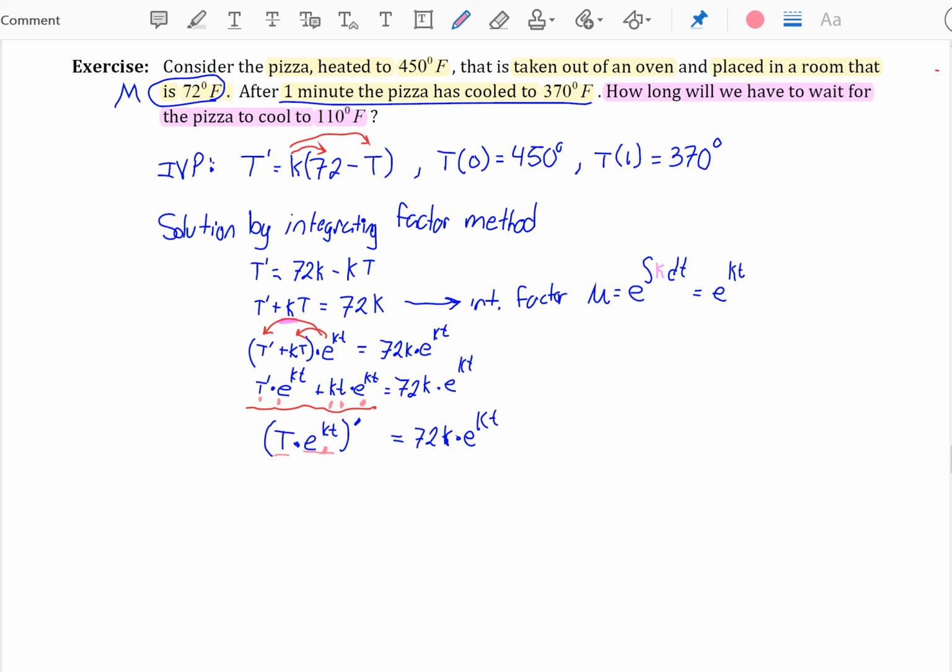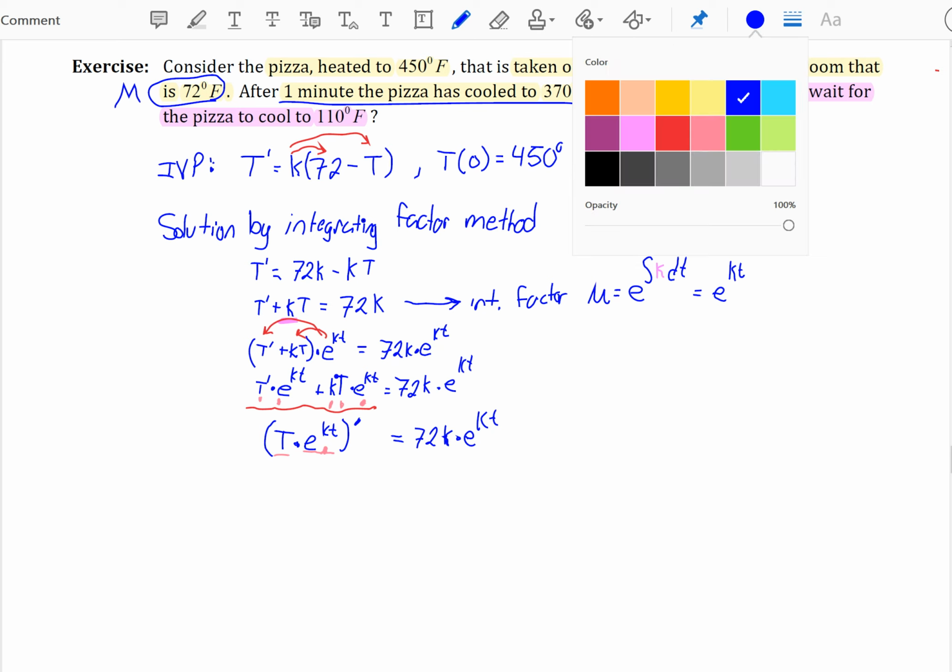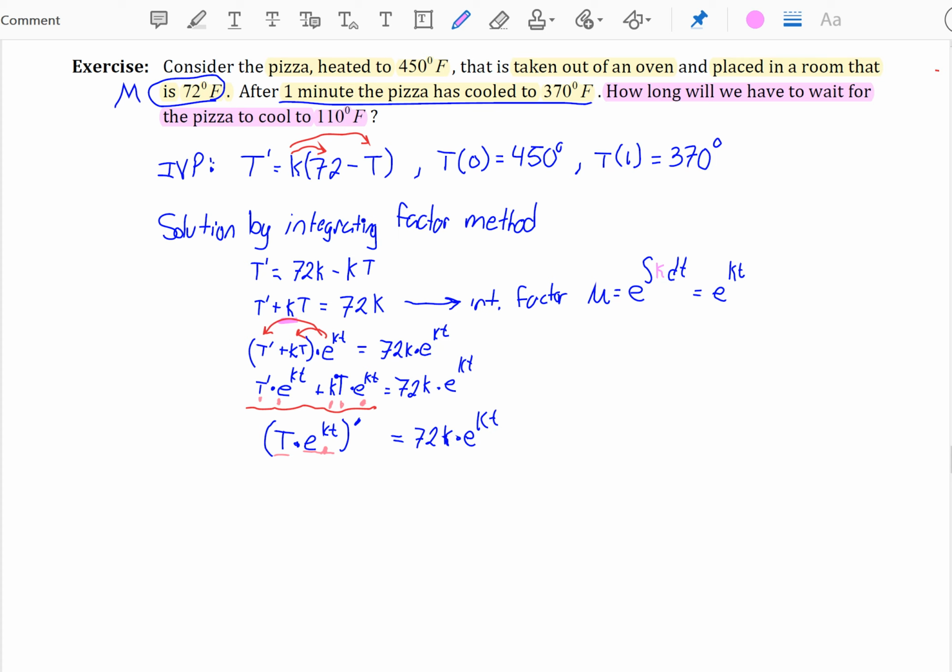And I'm not sure why I wrote that as a lowercase t right there. That should be e to the kt, capital T. Remember, I was just distributing this e into the parentheses. When you distribute the e to the kt into the parentheses, it's e to the kt times this kt. And that was a capital T right there.